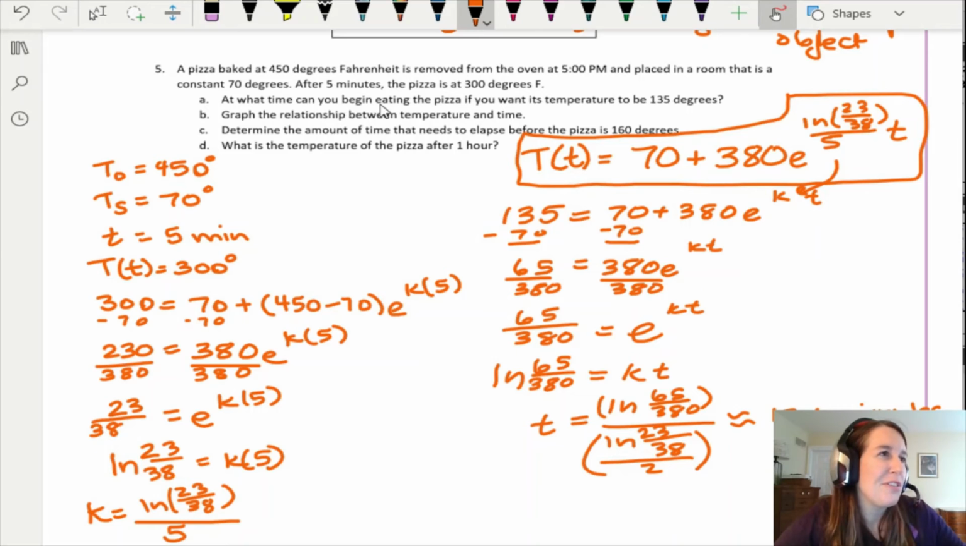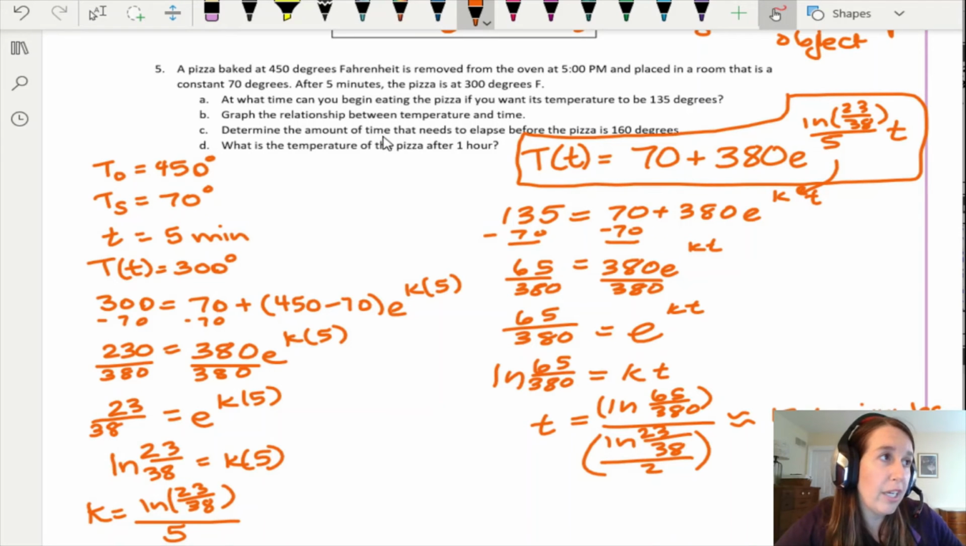Okay, so it says, at what time can you begin eating your pizza? So it would be after 17.6 minutes or 18 minutes. So it's about 5:18 p.m. because you started this at 5 o'clock p.m. Okay, so make sure you do understand the question they're asking. All right, it says graph the relationship between temperature and time. So in other words, this equation that I put a box around, we're going to put this in our calculator and look at it.